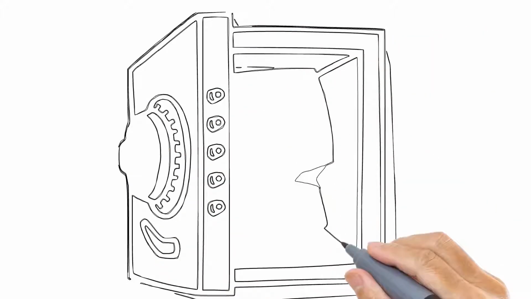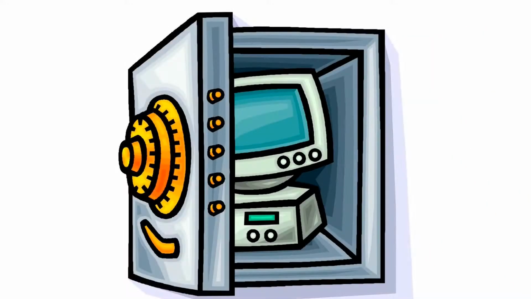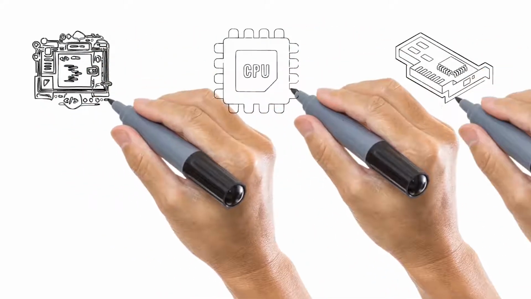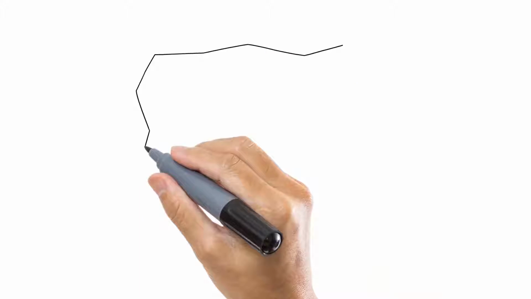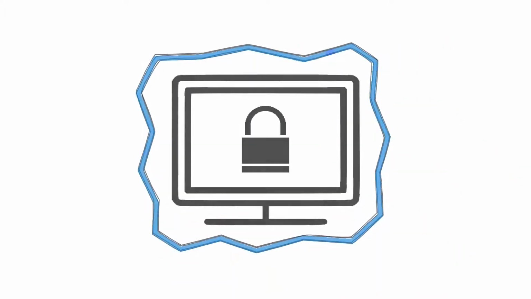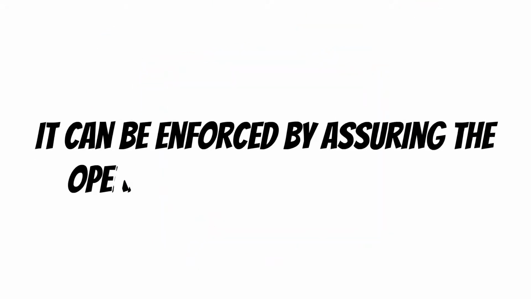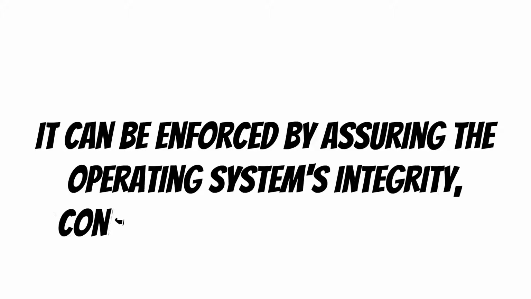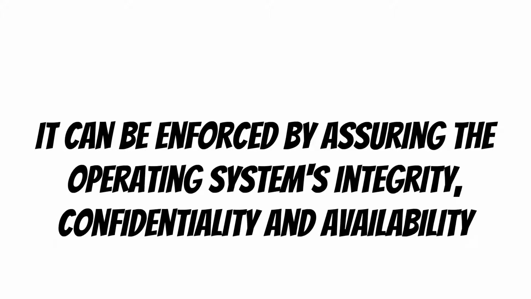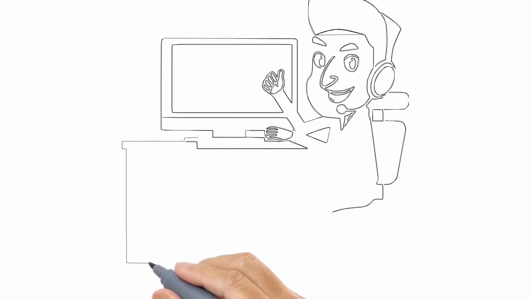Security refers to providing safety for computer system resources like software, CPU, memory, disks, etc. It can protect against all threats, including viruses and unauthorized access. It can be enforced by assuring the operating system's integrity, confidentiality, and availability. If an illegal user runs a computer application, the computer or data stored may be seriously damaged.